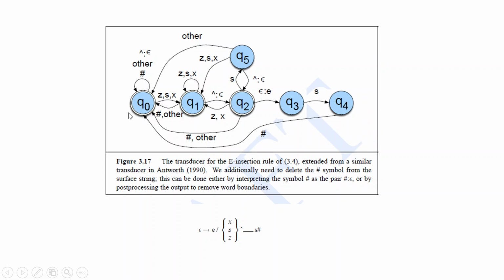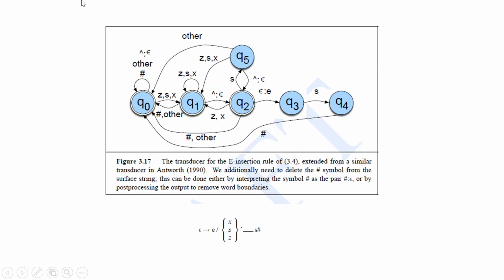So you start with Q naught, the start state, and if you encounter any other symbol, you just generate the symbol. You don't have to do anything. You come across A, B, C, D and so on. You just generate the symbol.